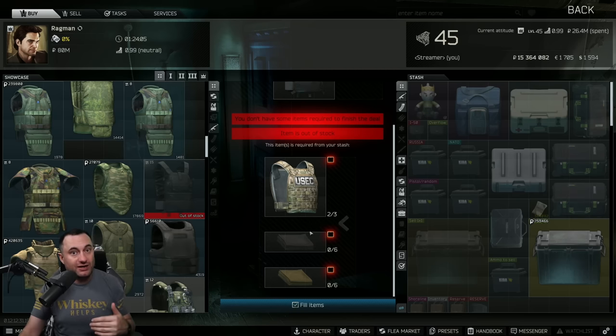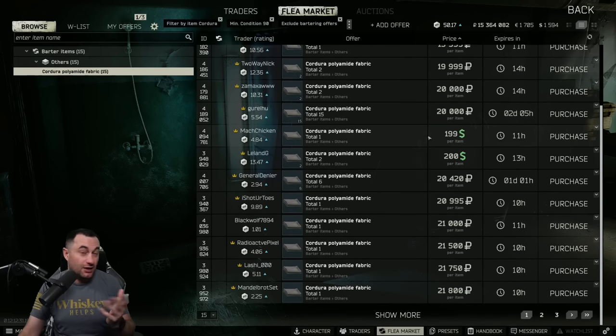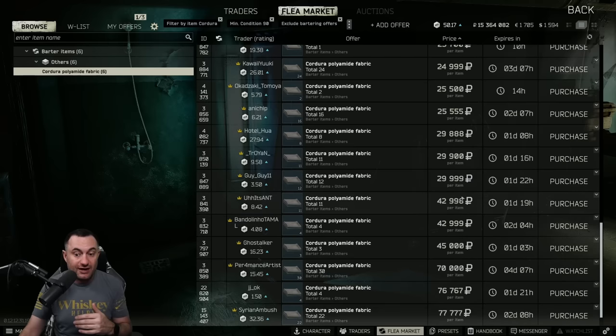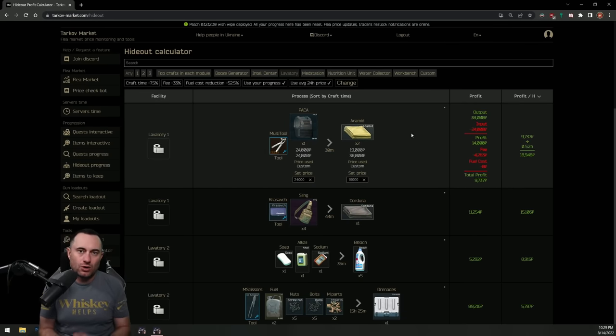So it'll burn through the prices really quick, because let's go look. Right now Cordura is like 18, 19K, which is still okay. That's not bad. But this will definitely push up into the 30K range very easily when he resets, especially late at night. Now, this principle also applies with Aramid, but it's a little more complicated.